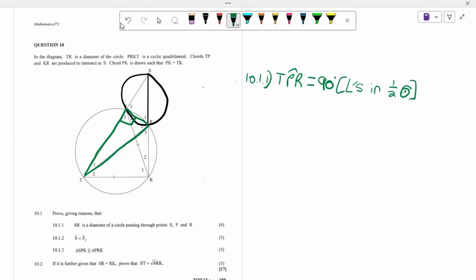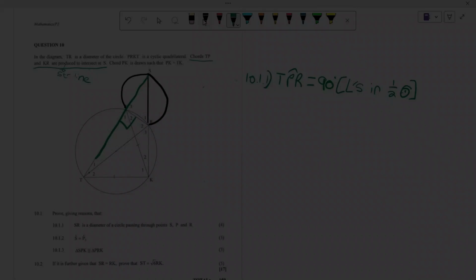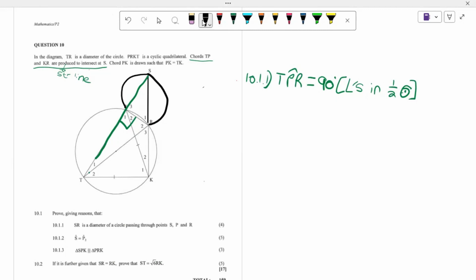But then they also told me that chords TP and KR are produced to intersect at S. And I said this word produced tells me that they are creating a straight line. This angle is 90 degrees, then I have angles on a straight line. That means also that this angle PS R is going to be 90 degrees, right? What's my reason for saying that? Angles on a straight line.